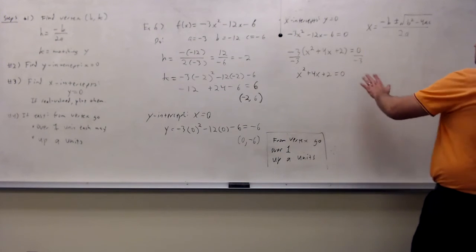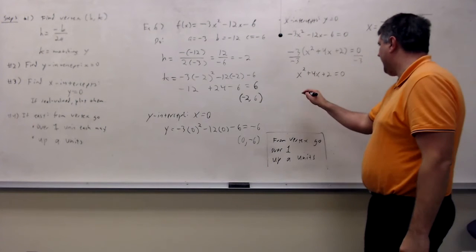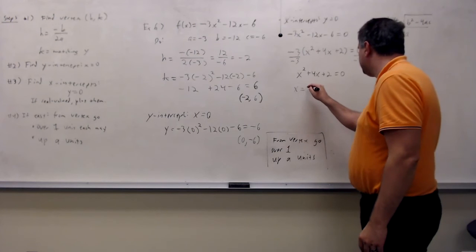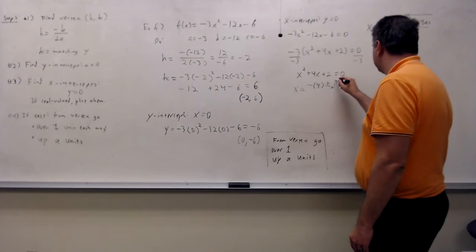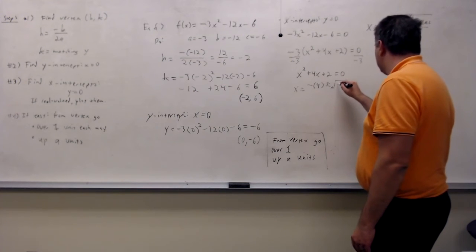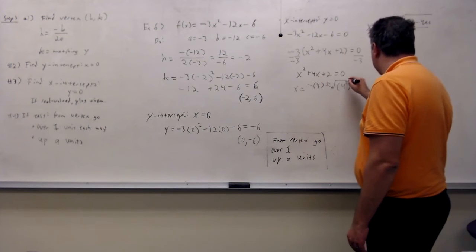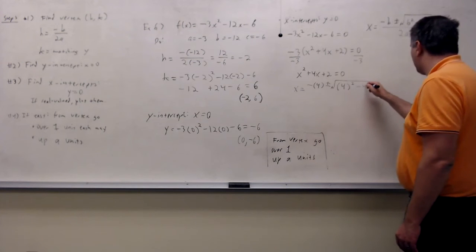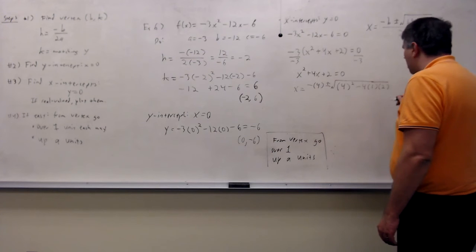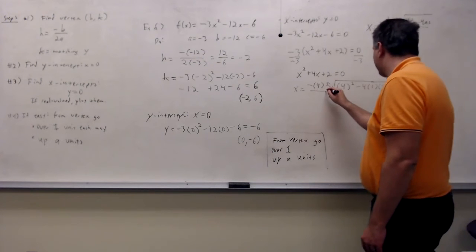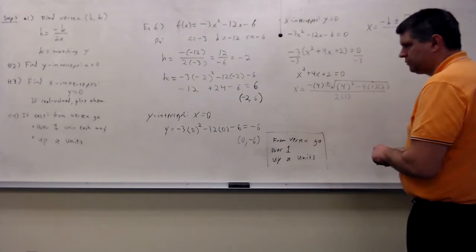Okay, so A, B, and C here are going to be different to use with the quadratic formula. Okay, x will equal negative 4 plus or minus the square root of 4 squared minus 4 times 1 times 2, all over 2 times 1. Okay?